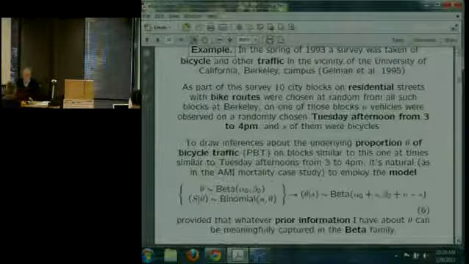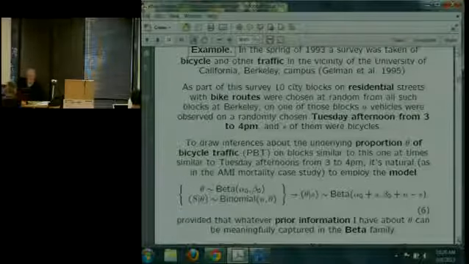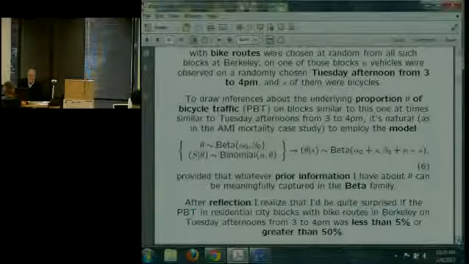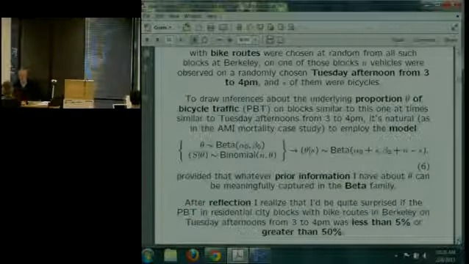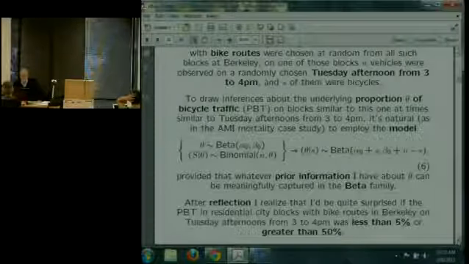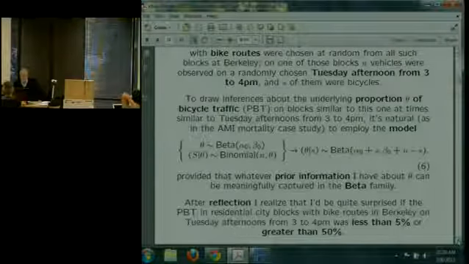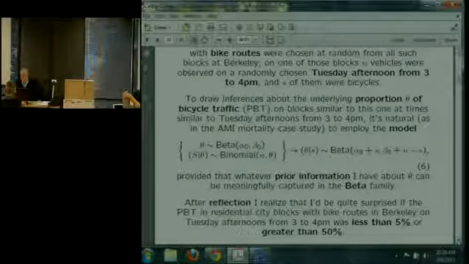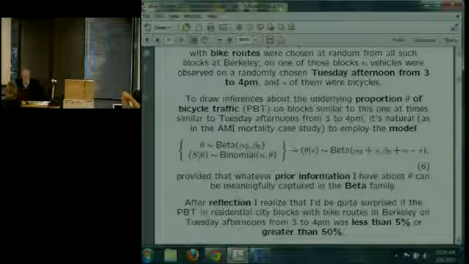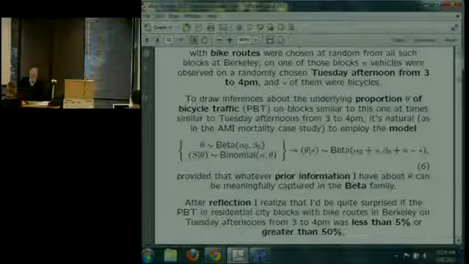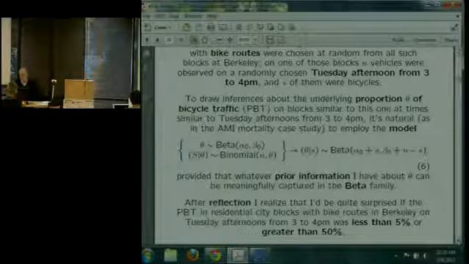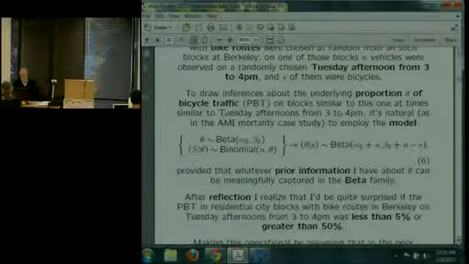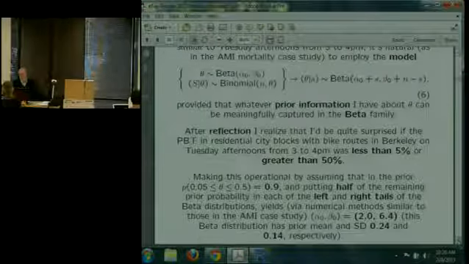Provided, of course, that whatever prior information I have about theta can be meaningfully captured by one member of the beta family. So I elicit from myself my information about this. I used to go to Berkeley as a grad student. After reflection, I realized that thinking about residential city blocks with bike routes in Berkeley, I'd be quite surprised if the proportion of bicycle traffic on a Tuesday afternoon between 3 and 4 was substantially less than 5% or substantially more than 50%.